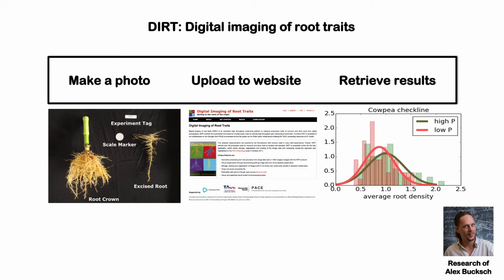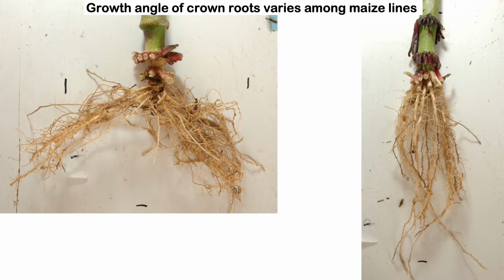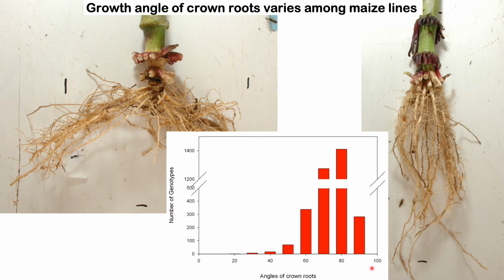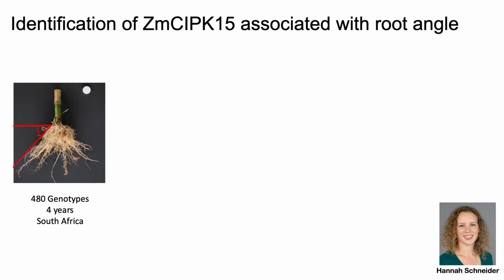Alex Bush developed DIRT, digital imaging of root traits, capable of extracting multiple architectural metrics from two-dimensional images of the excavated crowns. As an example of how this works, crown root growth angle varies among maize lines from quite shallow to quite steep, as you can see here for the nested association mapping panel of 5,000 entries. This research is led by Hannah Schneider.